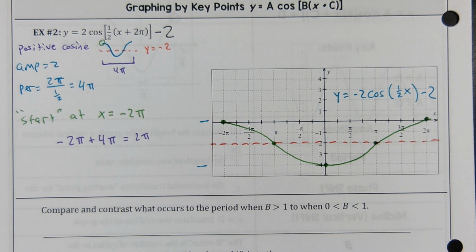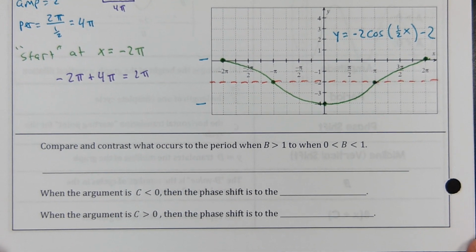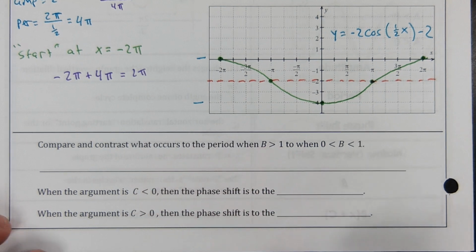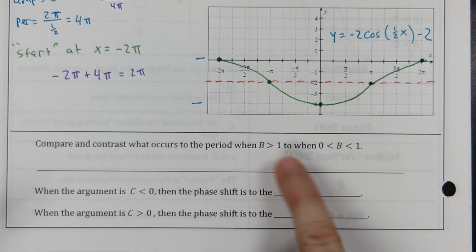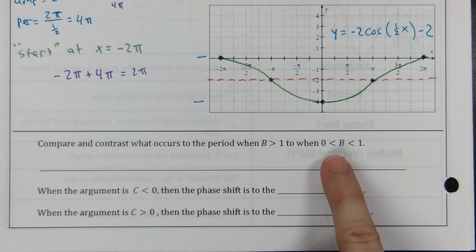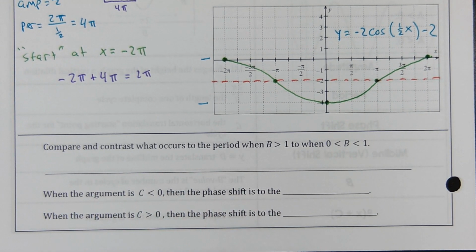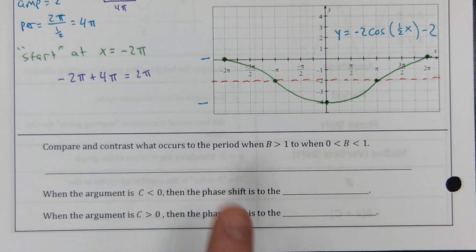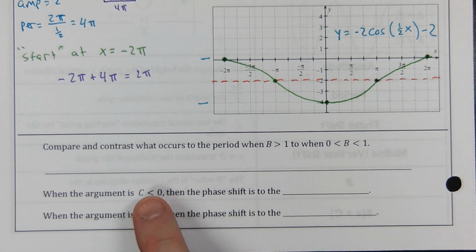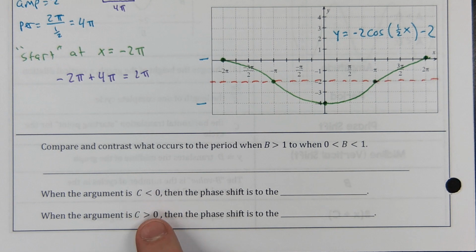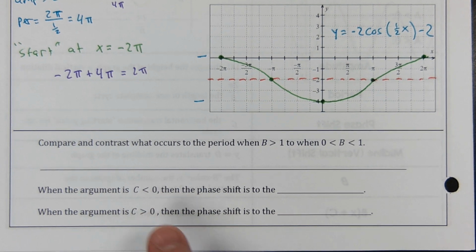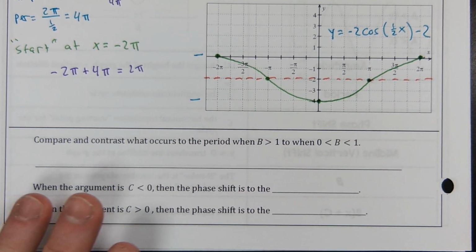So this box down below is literally just to talk about transformations. Compare and contrast what happens to the, whatever. If b is bigger than 1, it's a shrink. If b is between 0 and 1, it's a stretch. But you already know that. When the argument c is okay, if you see minus a number on the inside, that's go left. If you see plus a number on the inside, that's go right. I said those backwards. If you see minus a number on the inside, that means go right. If you see plus a number on the inside, that means go left. We've been doing that for years. I don't feel like wasting our time.